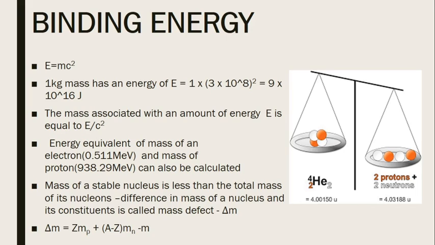So the mass of the stable nucleus He 2 4 is less than the total mass of its nucleons. So there is a mass difference, isn't it? That mass difference is called mass defect, denoted by delta M. So how can we define mass defect? It is the difference in the mass of a nucleus and its constituents. So the difference in mass of a nucleus and its constituents is called mass defect.